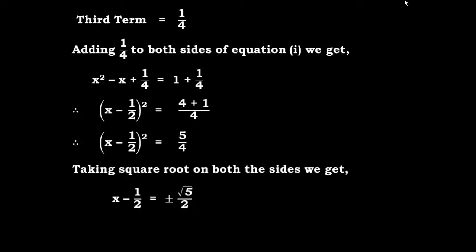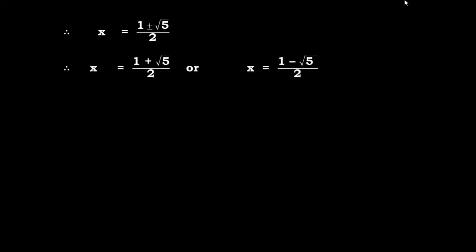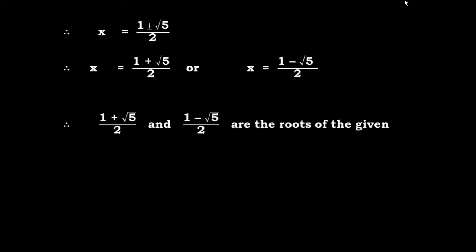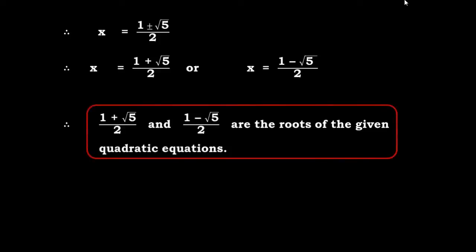Now minus 1/2 will become plus 1/2. x is equal to 1/2 plus or minus root 5/2, that is (1 plus or minus root 5)/2. So you can separate plus and minus, we get x is equal to (1 plus root 5)/2 or x is equal to (1 minus root 5)/2. So (1 plus root 5)/2 and (1 minus root 5)/2 are the roots of the given quadratic equation.